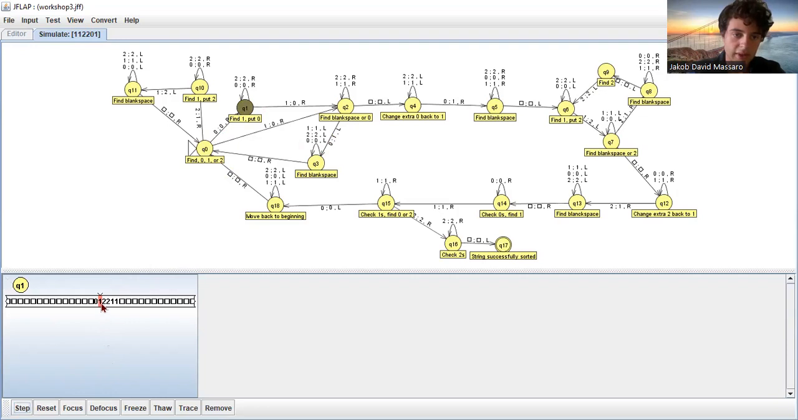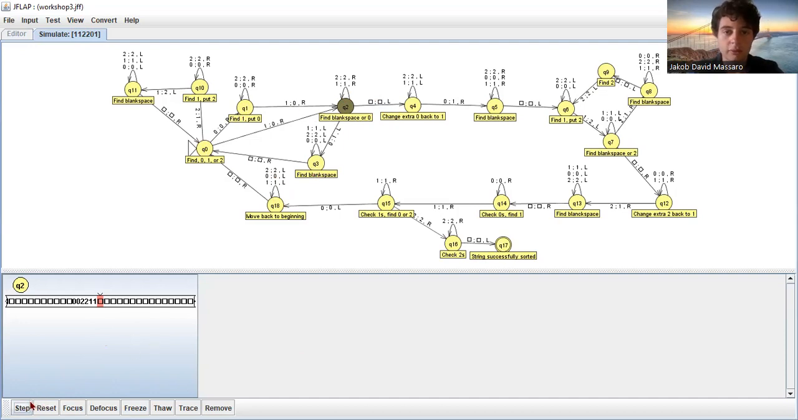And then next, we have a 1. It'll read this 1. It'll put down a 0. And then move to the right. And then next, it will read a 2. And then it'll keep on looping over 2s and 1s. And then it'll hit this blank space. So by the time it reaches this blank space, the 0s and the 1s should already be sorted, or else it would keep looping through here.